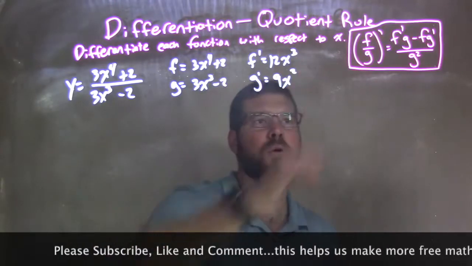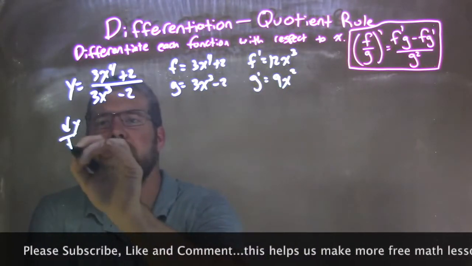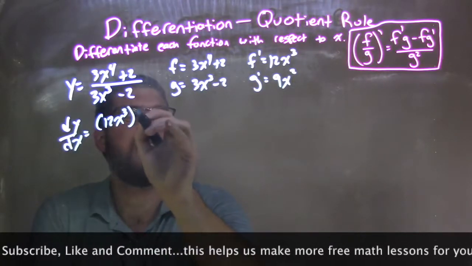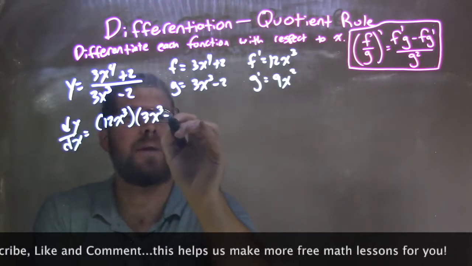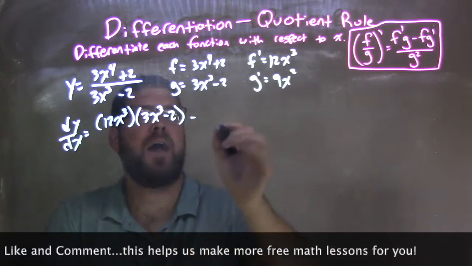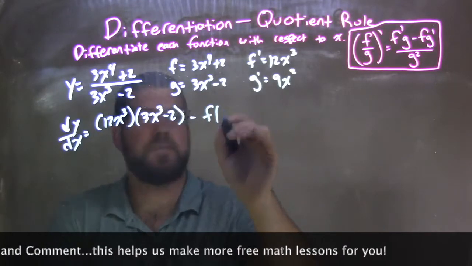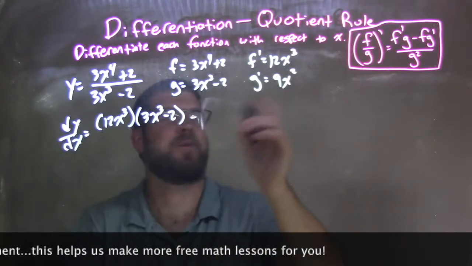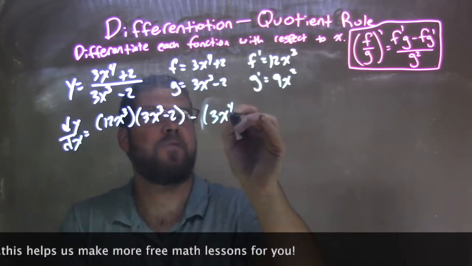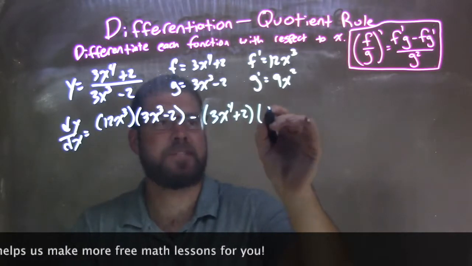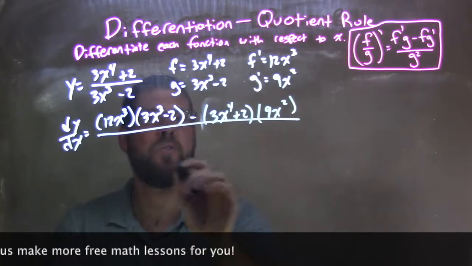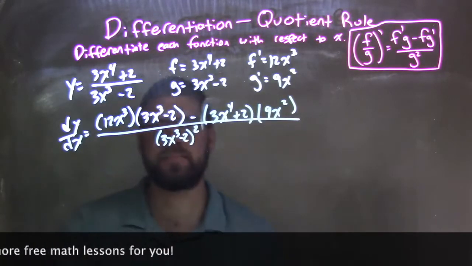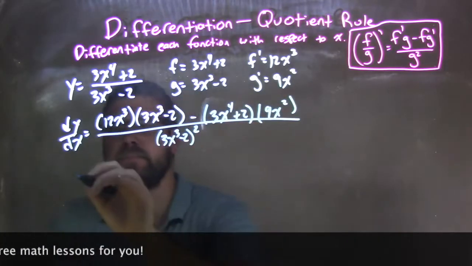So now let's go apply the quotient rule written up there. dy dx is equal to, well, f prime, 12x to the 3rd times g, which is 3x to the 3rd minus 2, minus f, which is, oh my goodness, I just wrote f instead of the function, the part f that we have here, 3x to the 4th plus 2 times g prime, which is 9x squared, all over my denominator squared, which is 3x to the 3rd minus 2 squared. So now let's go multiply this out. dy dx.